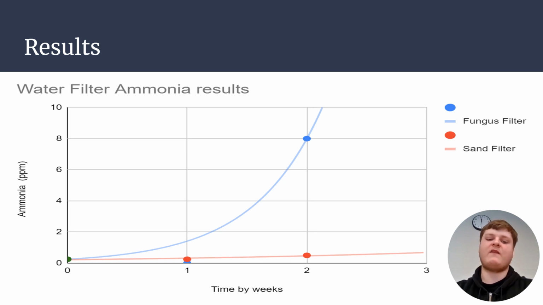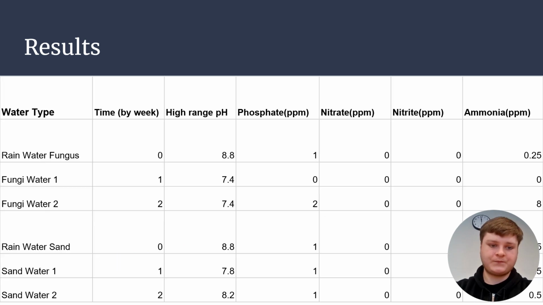In the ammonia results, you can see, again, at the beginning, the base water only had maybe 0.25 ppm for ammonia. Then on the first week of testing, the sand filter also had about 0.25 ppm, with the fungus filter having 0. Then on the second week is where you can see the most drastic rise, with the sand filter reaching maybe 0.50, while the fungus filter reached 8. That was a little concerning. Here is the table, including all of the results from everything.